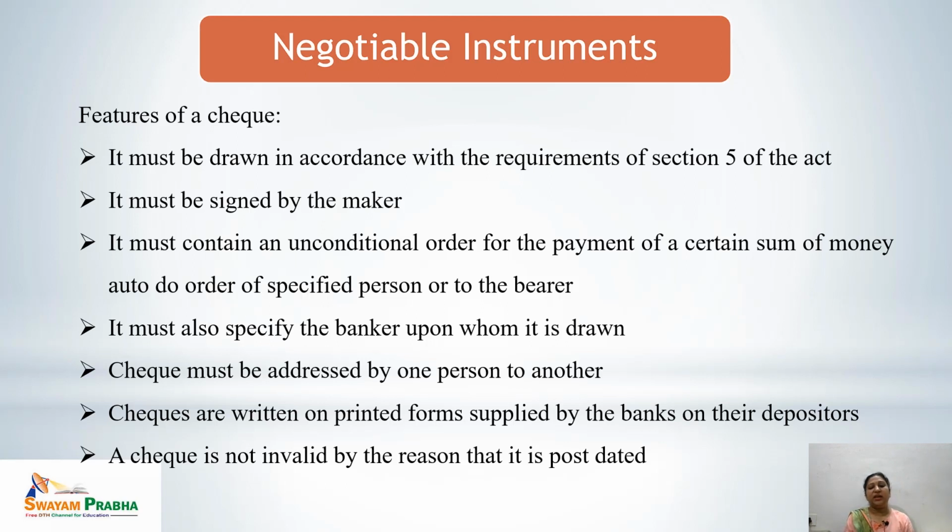It must contain an unconditional order for the payment of a certain sum of money. That means the amount to be paid must be mentioned there. It must also specify the banker upon whom it is drawn. So this is the additional condition which separates the check from the bill of exchange, that in case of bill of exchange the banker is not required, but in case of check a specified banker is required, and it must be mentioned on the face of the check upon whom it is being drawn. Check must be addressed by one person to another.